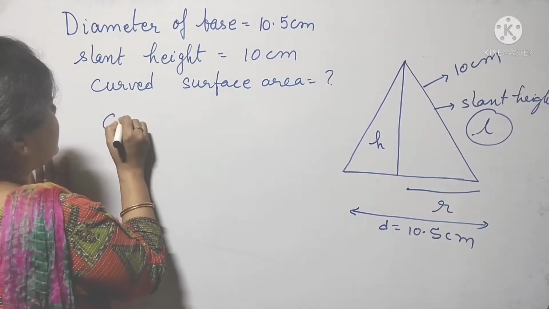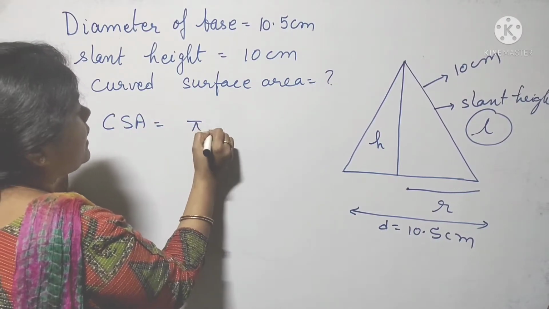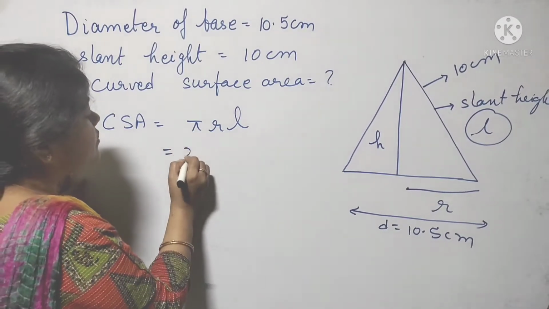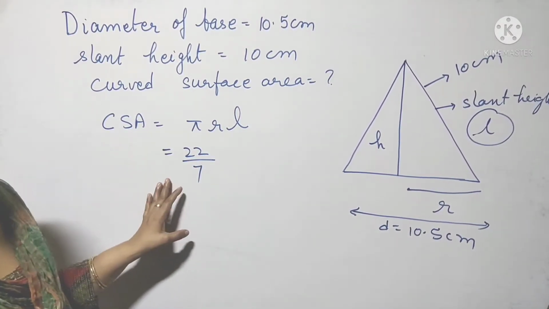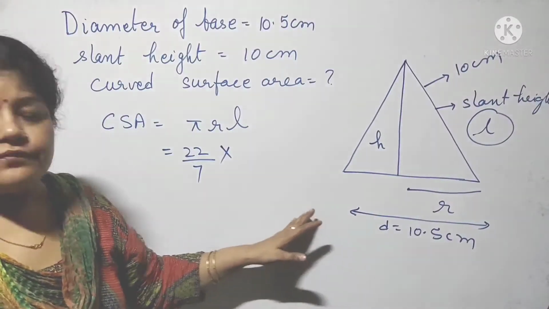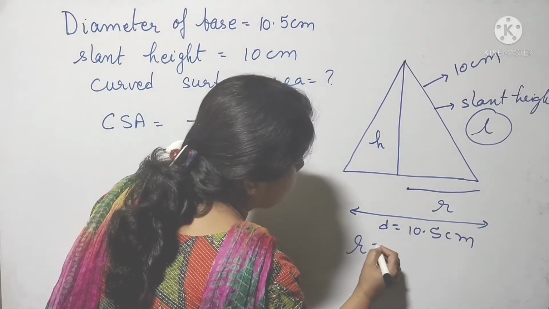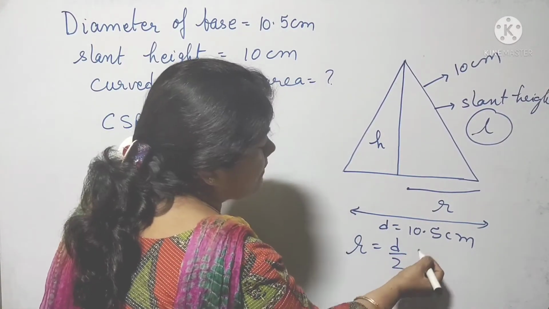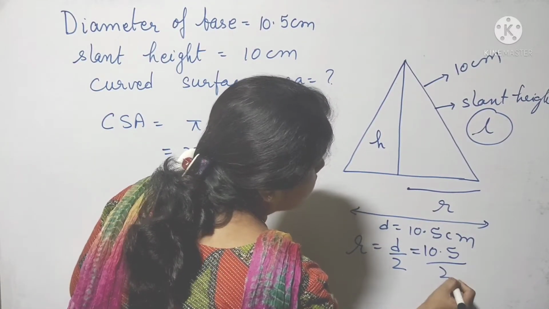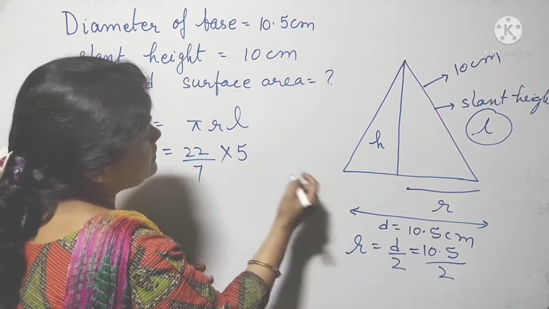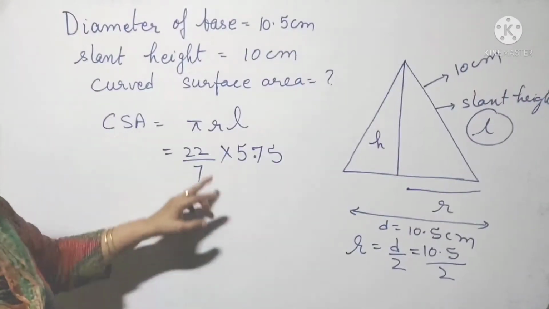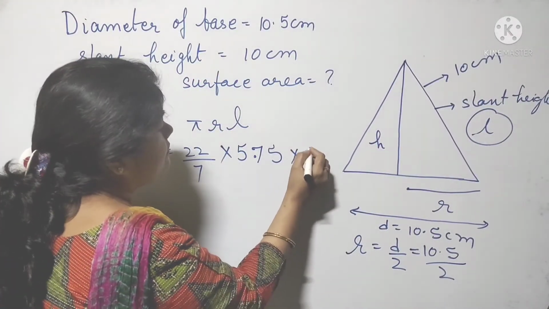Now the curved surface area for the cone is pi r l. The value of pi is 22 upon 7. You must remember it. Now the radius of the cone: the diameter is 10.5, and there is a relation of radius and diameter. Radius is equal to diameter by 2. When we divide by 2, we get 5.25. And the slant height we have is 10.